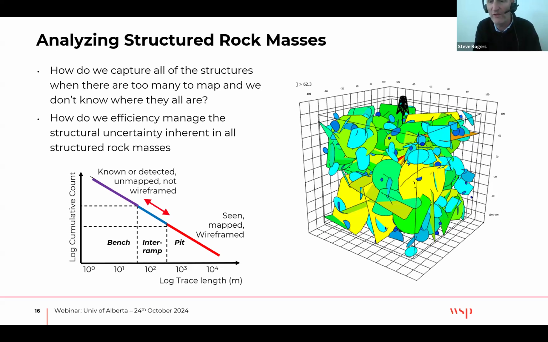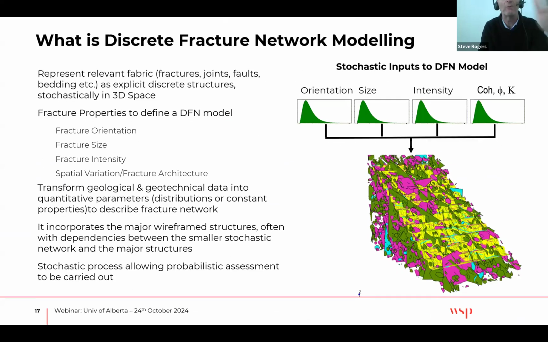But it's just really hard to wireframe, and we know they're important, certainly at a certain scale. And this interramp scale, where we're looking at things maybe at a bench to multi-bench scale in size, it's just really important. So just a little bit more for those people who don't know about DFN models.